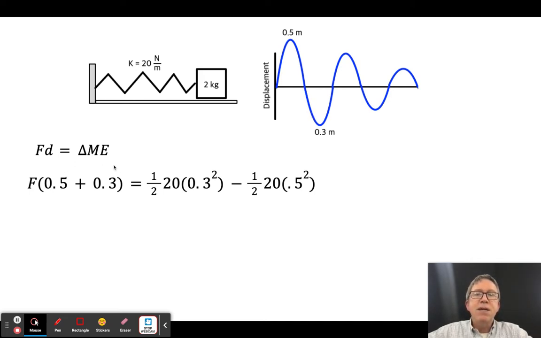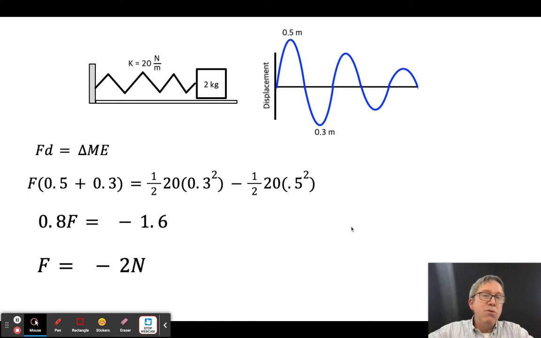And that's going to equal the change in mechanical energy of the system. The best way to do it is to say, here's how much spring potential energy I had here. I know I have 20 newtons per meter of k, so I can say 1/2 k, 20 newtons per meter, times 0.3 squared, because we're going to say final minus initial, and then minus the initial, which is the displacement of 0.5. And when I solve this, I'm going to get 0.8 meters times the force equals negative 1.6. That tells me that the force of friction is probably close to negative 2, or 2 newtons.